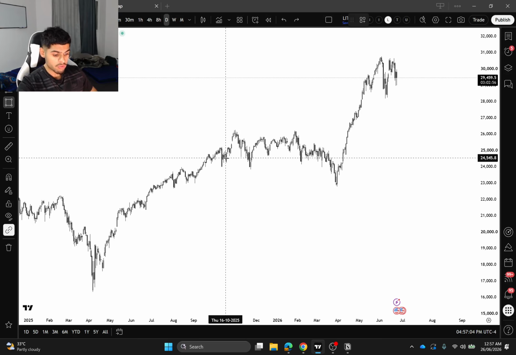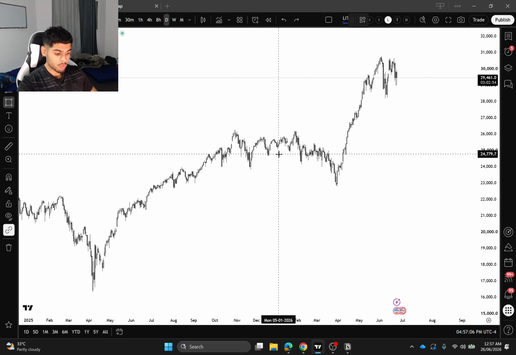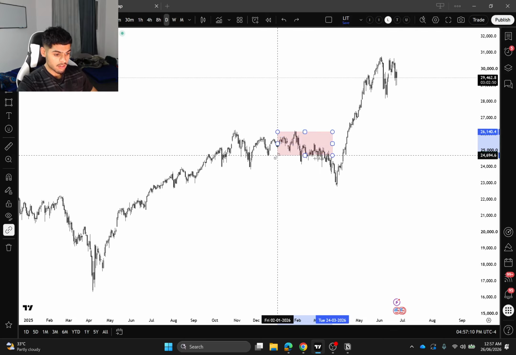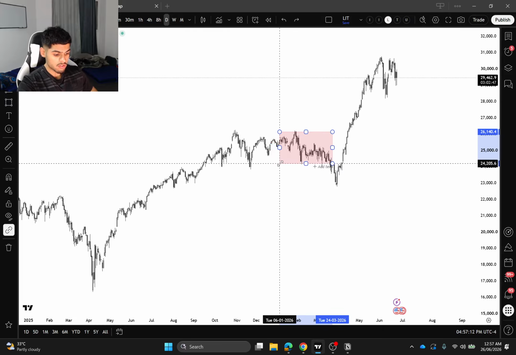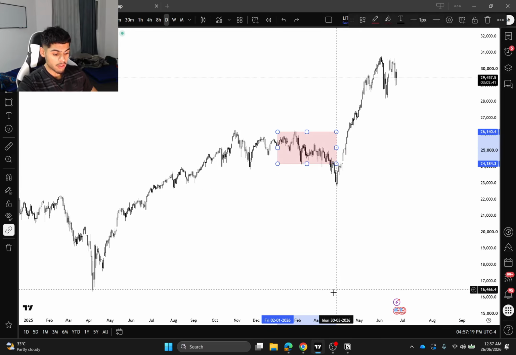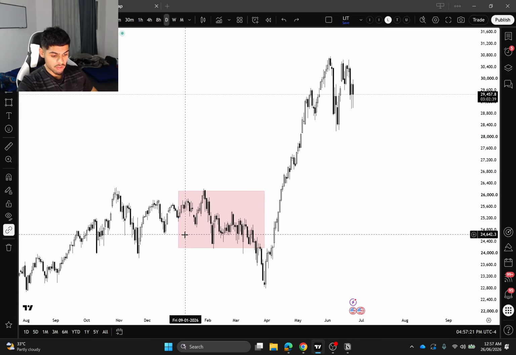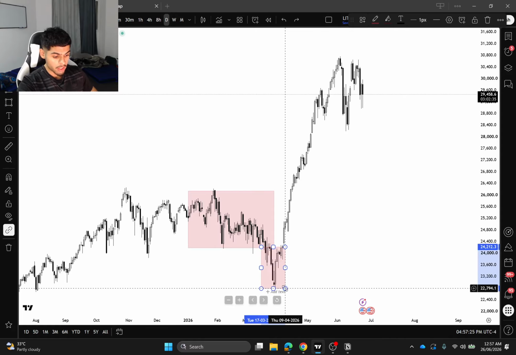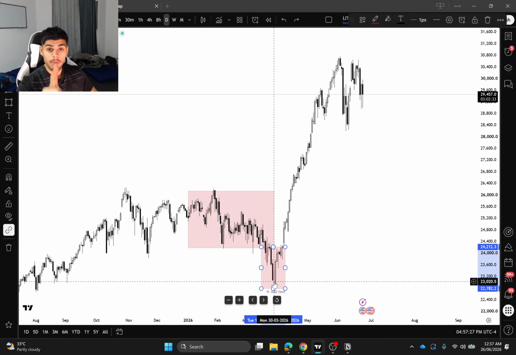You can see we start from 2026, right? This is 2026. The entire time we are basically just manipulating, accumulating, right? All the way till the end of the first quarter. You can see Monday the 30th, right? This is just ranging. What happens is accumulation. This is our manipulation, the beginning of April, the beginning of the second quarter.